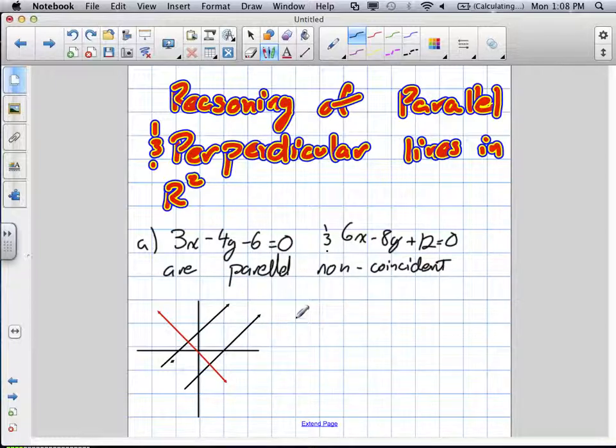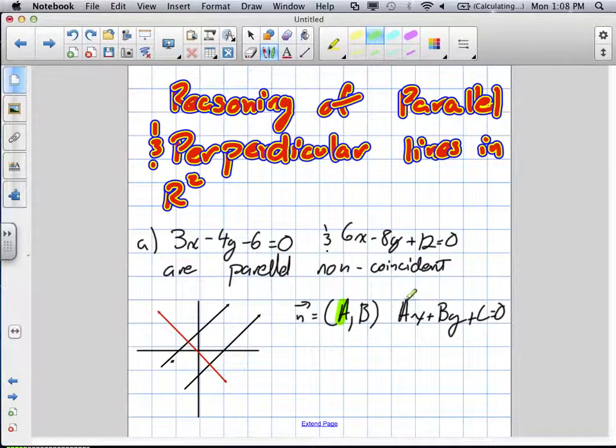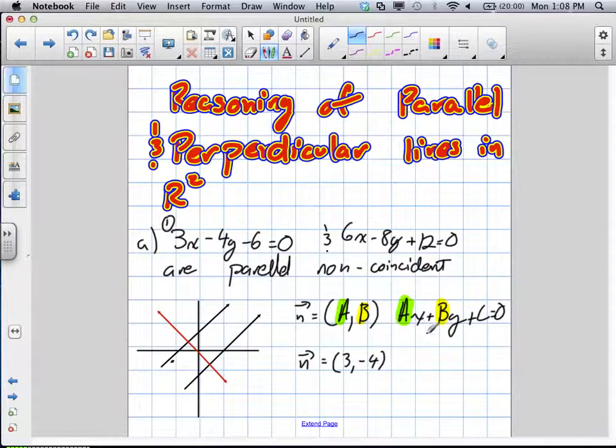If you recall, the normal vector is also our A, B. Those are the components of it. And the A and B in our Cartesian form, Ax plus By plus C equals 0. So our A value is the coefficient in front of x, and our B value is the coefficient in front of y. So the normal for line 1 is from the origin to the point 3, negative 4. And the normal for our line 2 is 6, negative 8.